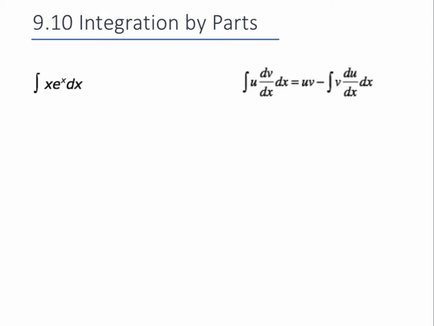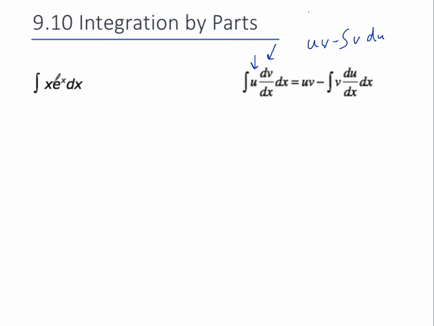Integration by parts can actually be derived from the product rule for differentiation. But this is what it says right here. Basically, if you have a function, you let part of the function be u and let part of the function be dv dx. Then you can integrate this part and get v, and differentiate this part and get du. And then you have this integral equals uv minus the integral of v du. Sometimes we write it like this.